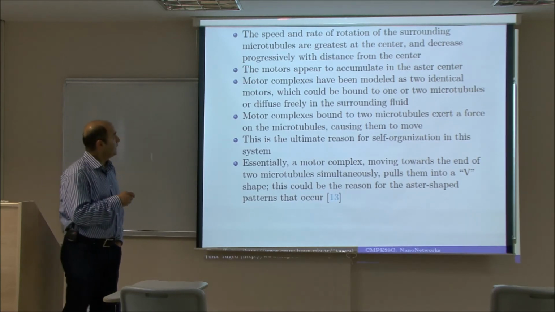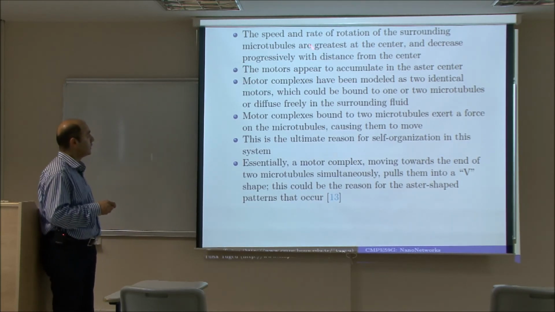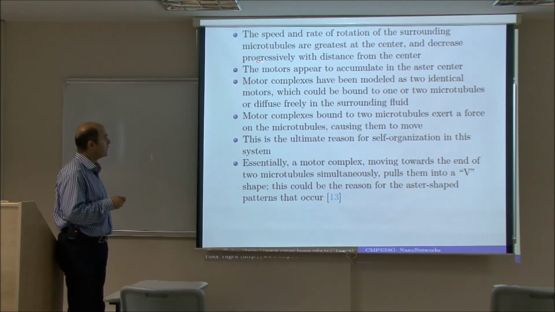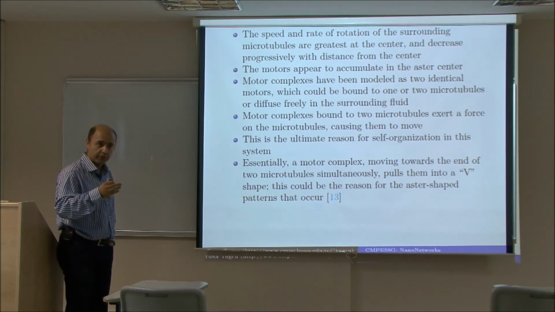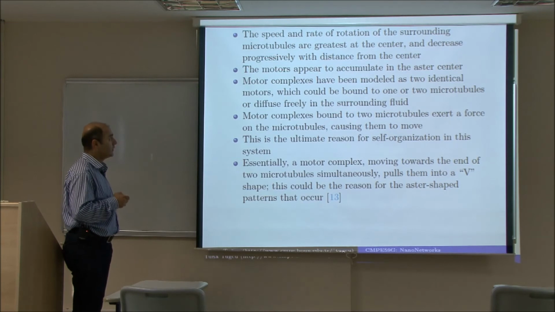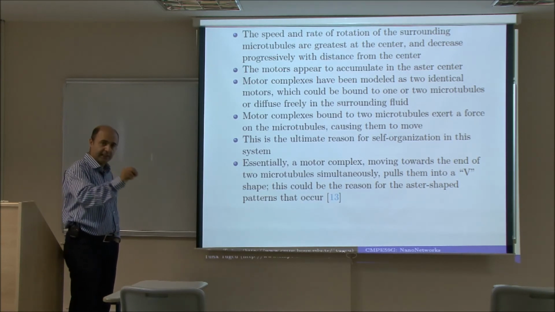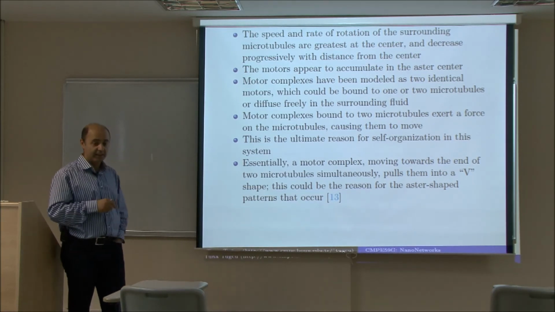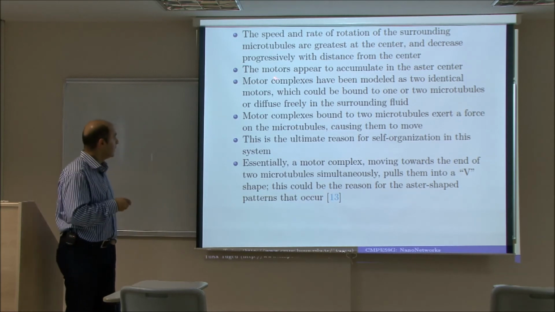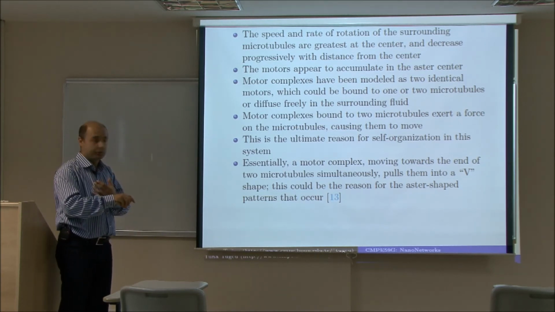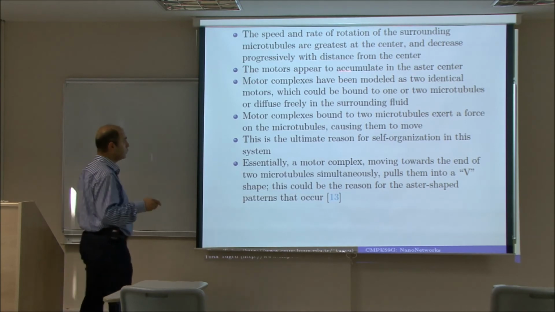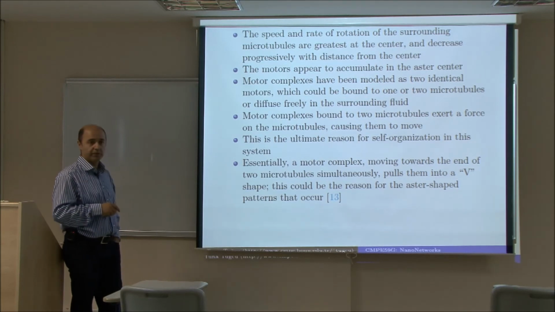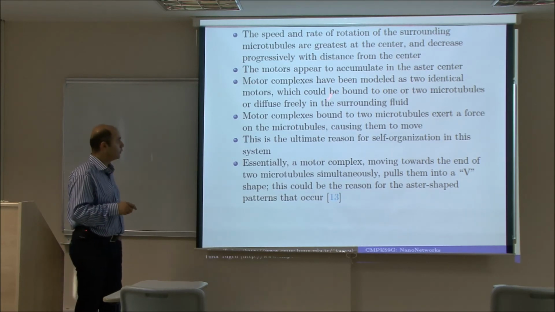The speed and rate of rotation of the surrounding microtubules are greatest typically at the center and decrease progressively with distance from the center, especially when we're talking about the aster structure. The motors appear to accumulate in the center of the aster, and the motor complexes, that is what I briefly explained a few minutes ago. Now we're talking about motor complexes, like two of them together. They have been modeled as two identical motors which bind to one or two microtubules, or they diffuse freely in the surrounding fluid.